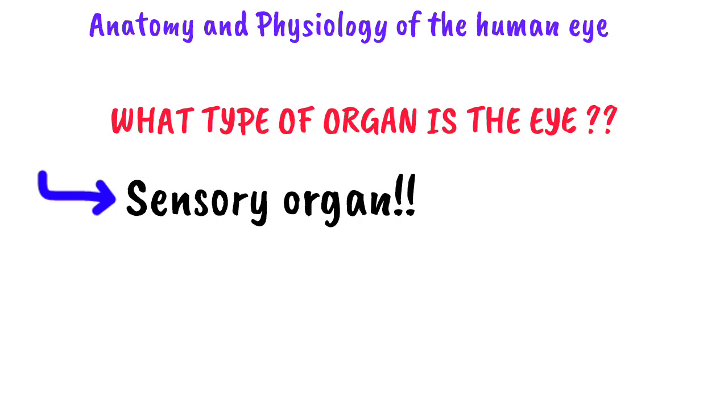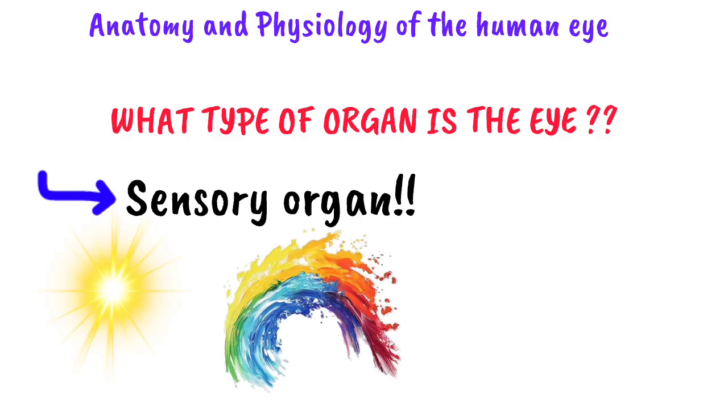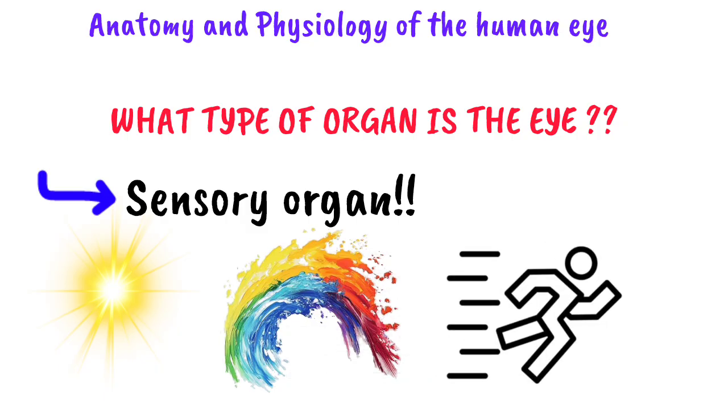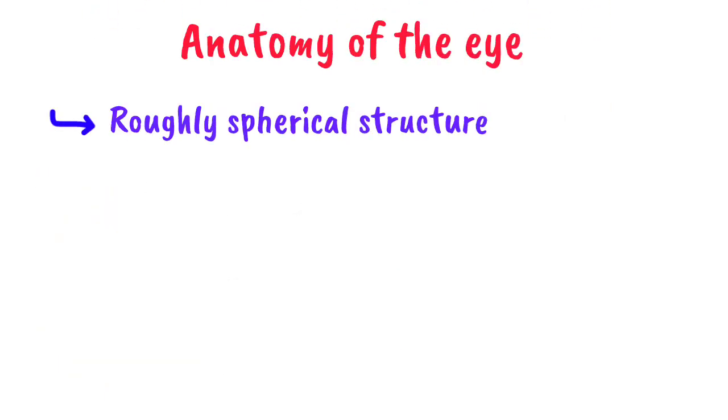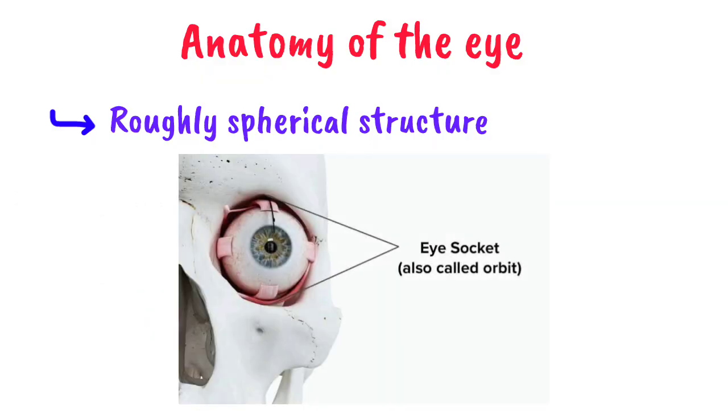The eye allows us to detect light, color, shape, depth, and motion, and it sends all this information to the brain for interpretation. Now, let's start by looking at the anatomy of the eye, and then we'll dive into how it works, which is the physiology. The eye is a roughly spherical structure located in the orbit of the skull. It is protected by several layers of tissue, bones, and muscle.